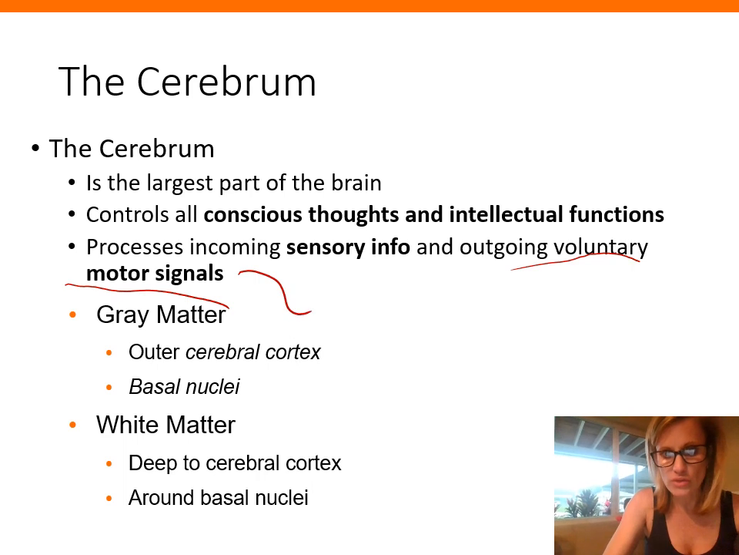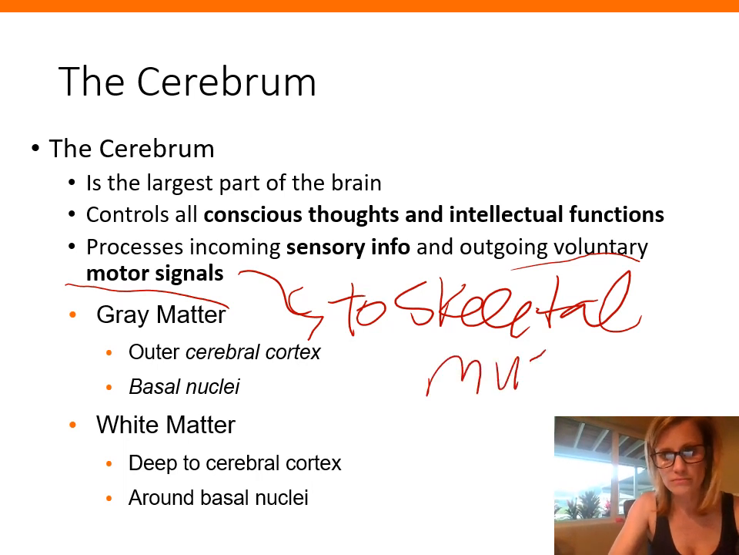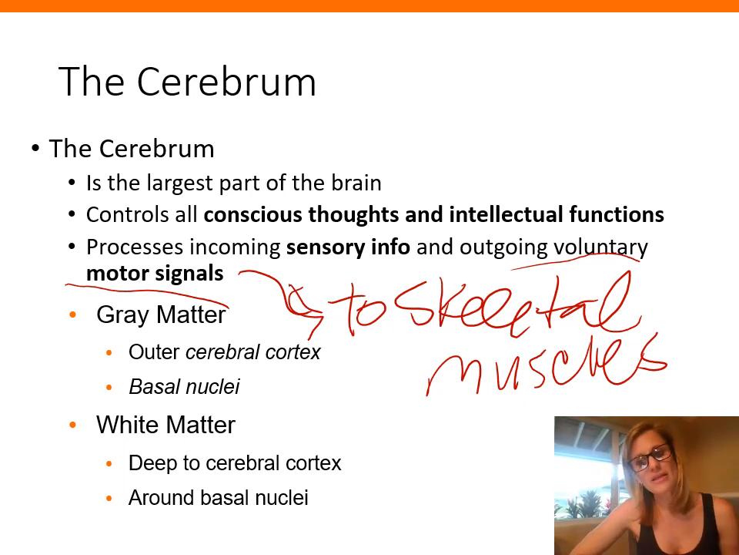So that's signals that are going out to our skeletal muscles, originate up in the cerebrum. We mentioned that the cerebellum monitors those signals and can adjust those signals, but the original signals that go out and tell our skeletal muscles to contract originate up in the cerebrum.